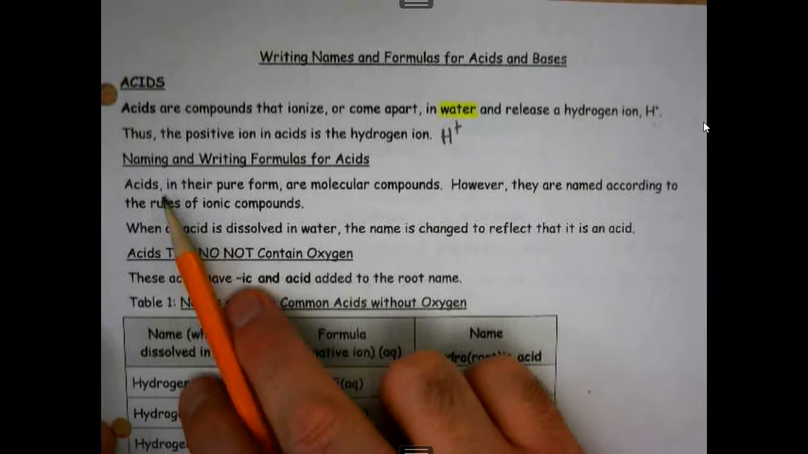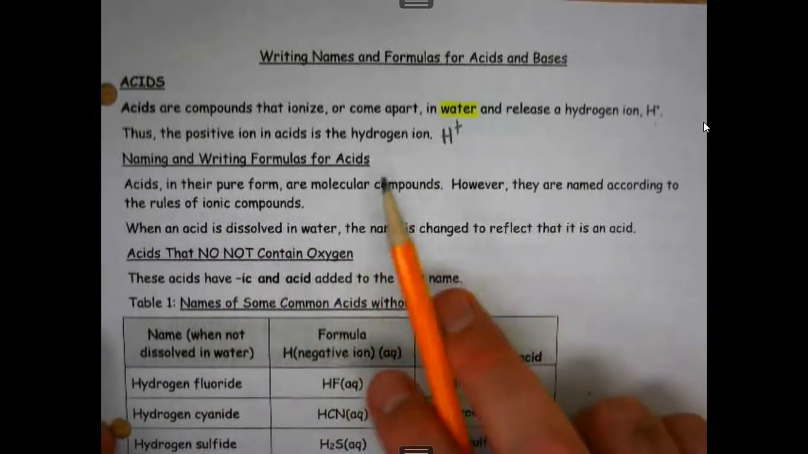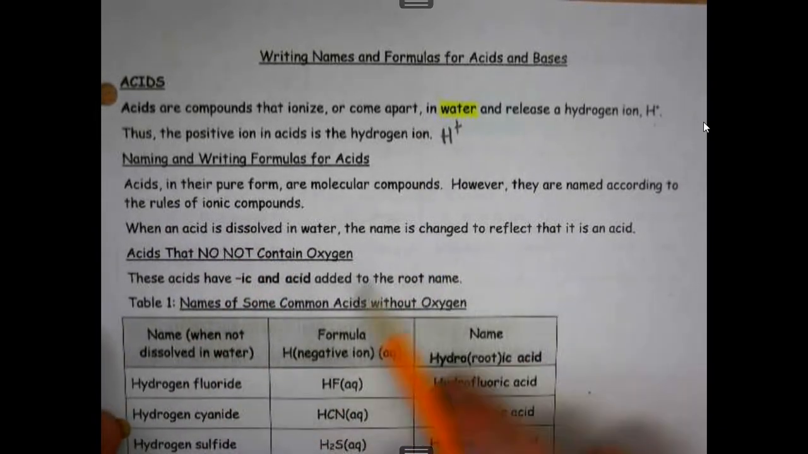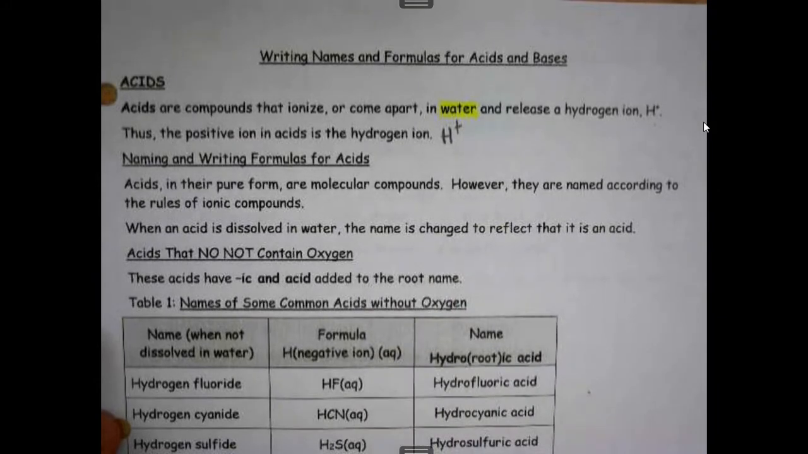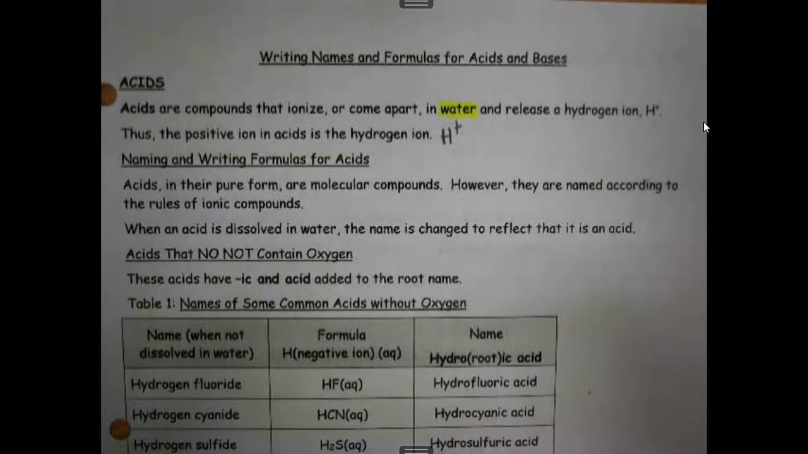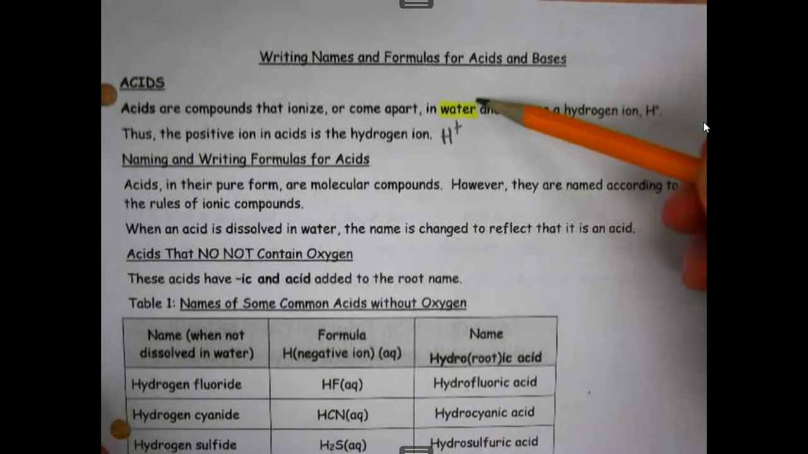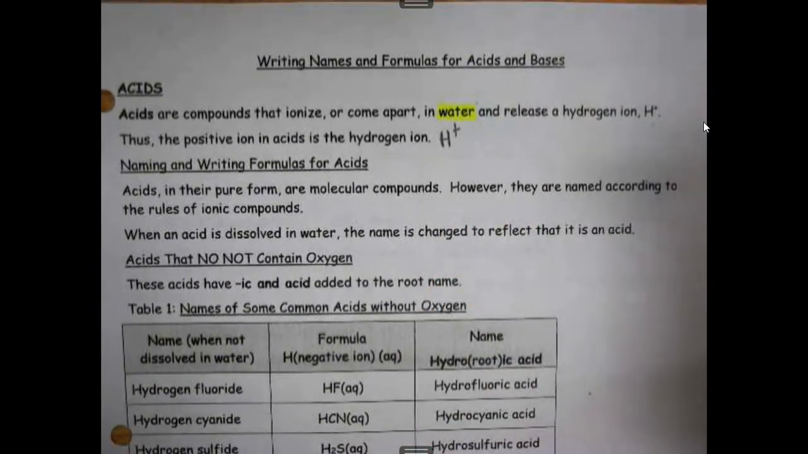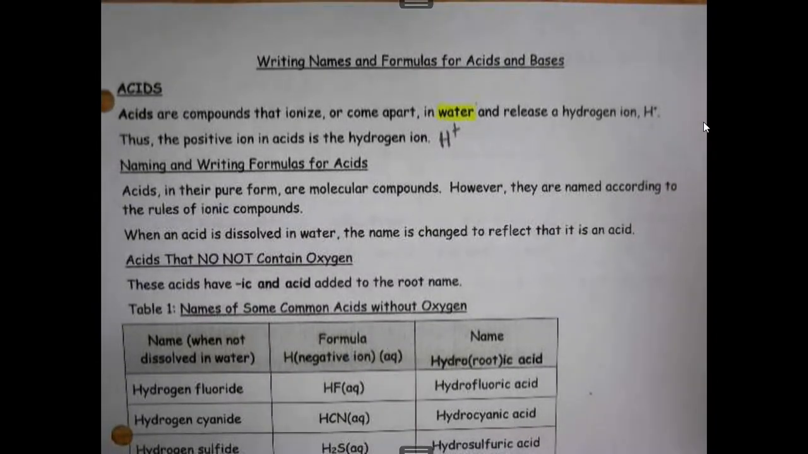Now, acids in their pure form are simply molecules, and we'll look at some of them down here. However, they are named according to our ionic rules. Technically, they are molecules with covalent bonds, but when you put them in water, their bonds break, the electrons are transferred between the two atoms in the bond, and you end up with ionic components from the acid, which is kind of neat.